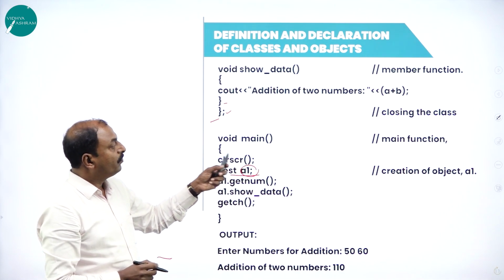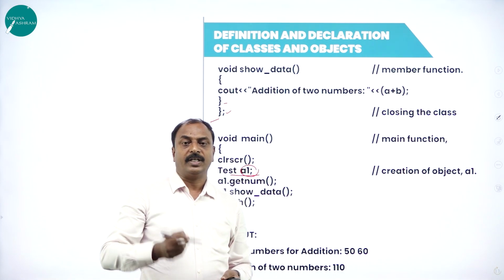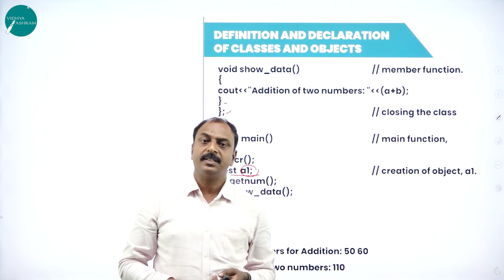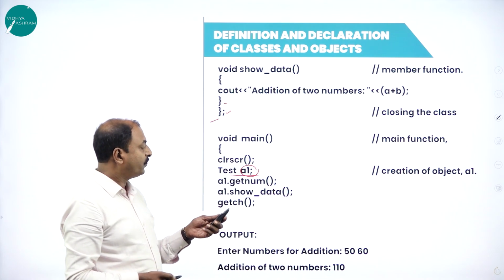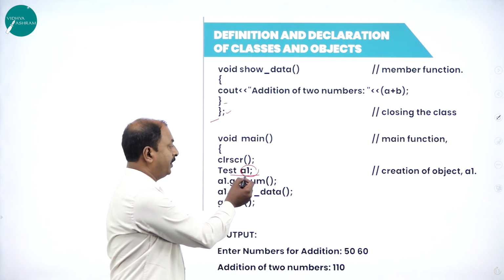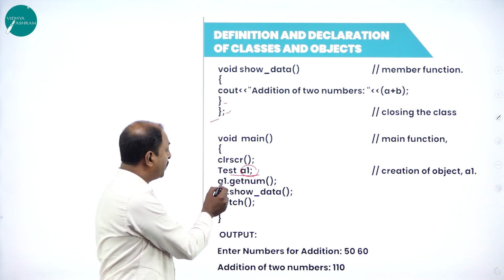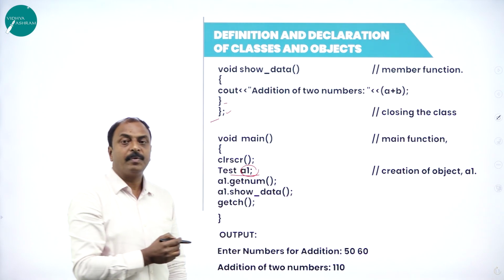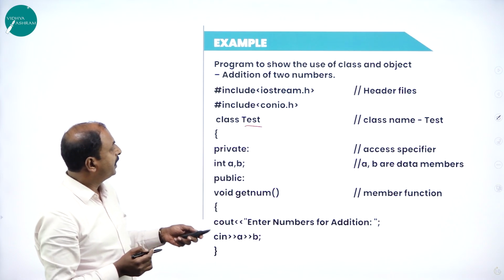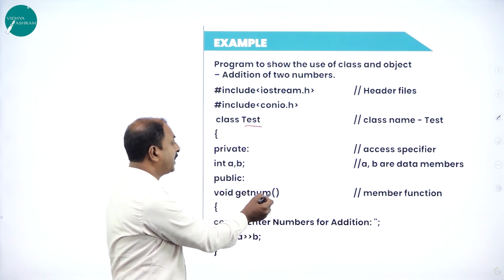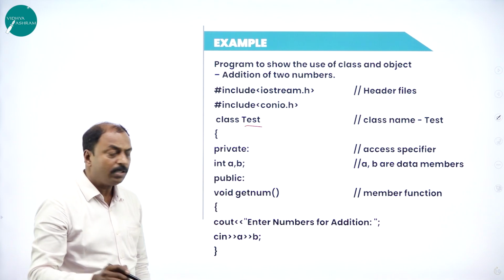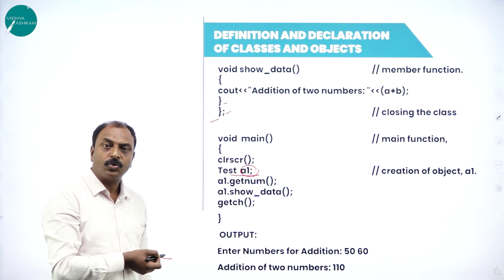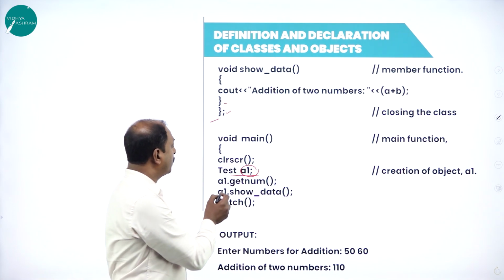Next, after that, we have to call, or invoke, the functions declared in the class in order. So here, A1 is the name of an object, dot is an operator, and getNum is the name of the function that we have defined here. This is the void getNum. So we are going to call void getNum as the first function. How do we call this function? With the help of the dot operator.